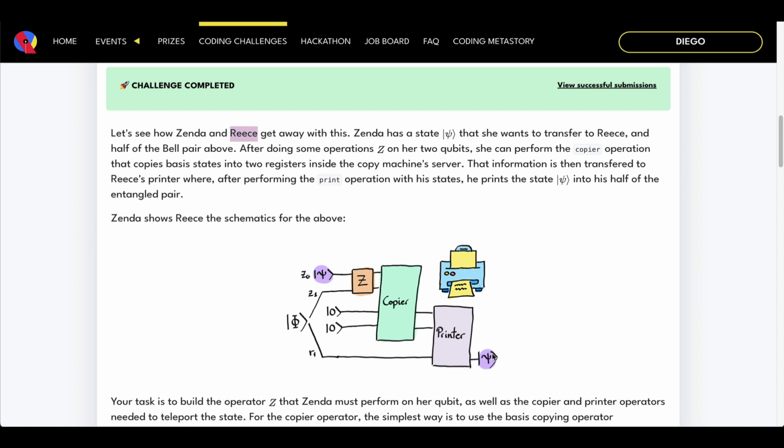top to the bottom. Now, when we see something like this, where we're trying to transfer a state to another party using a Bell pair, well, that resembles the typical quantum teleportation protocol. So let's review that and see if there's anything there we can rescue to solve this problem.